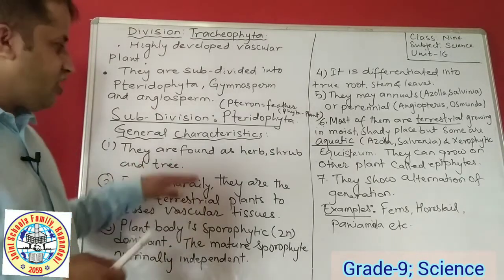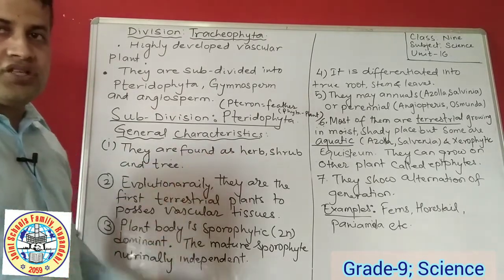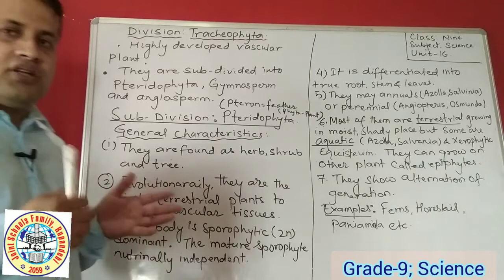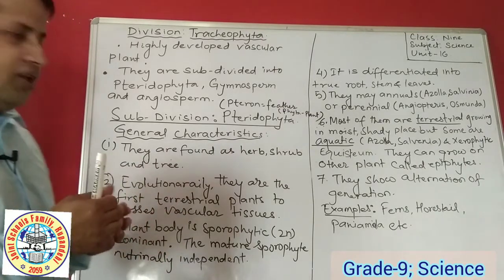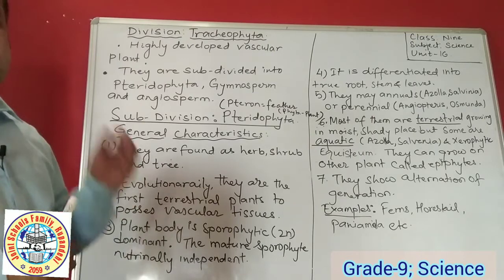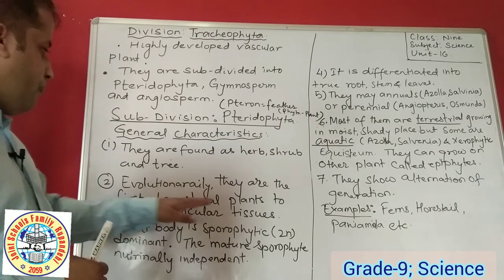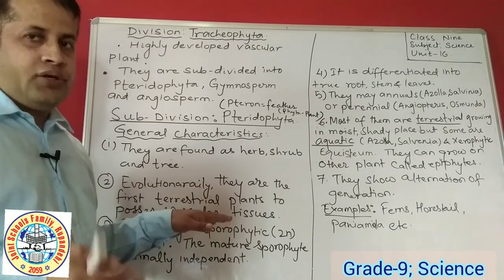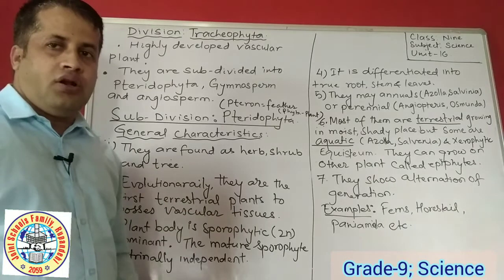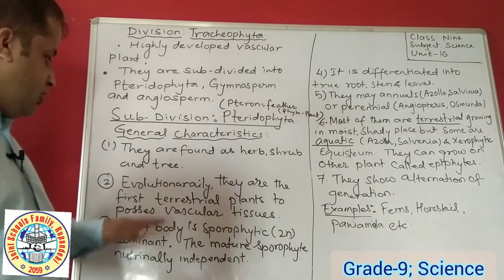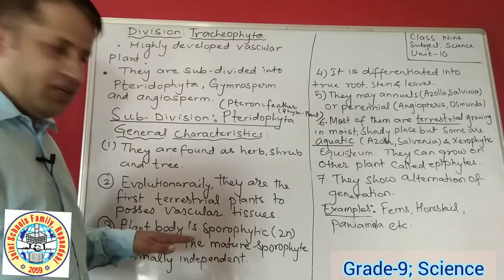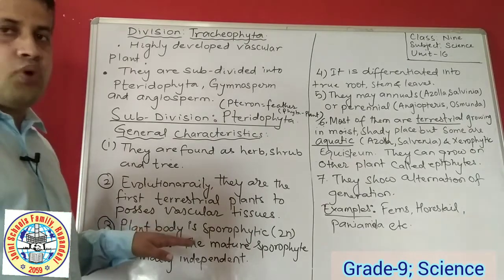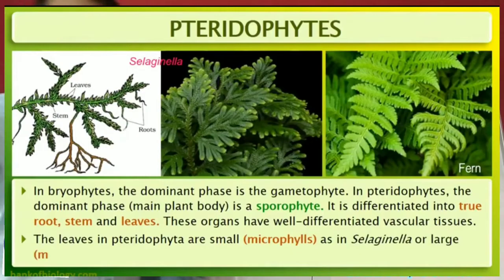They can be found in all three states, in a very small, short, bushy structure and also as very tall plants. Evolutionarily, if we think through organic evolution, they are the first terrestrial plants to possess vascular tissues. So these were the plants which first grew with vascular tissues and were found on land.